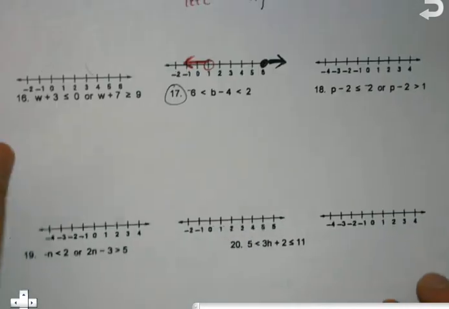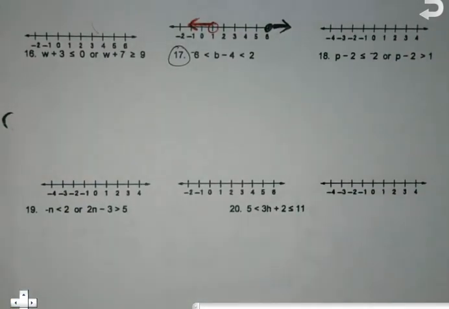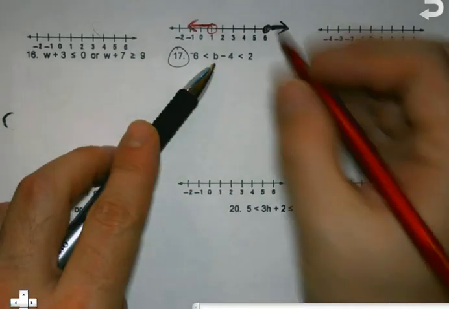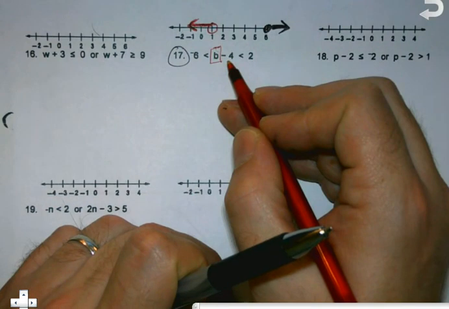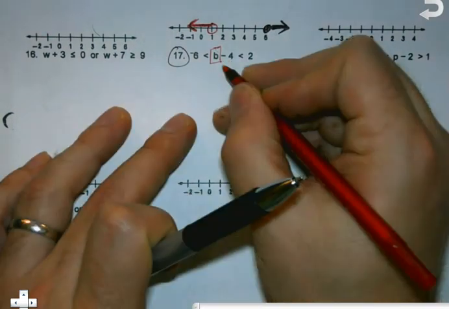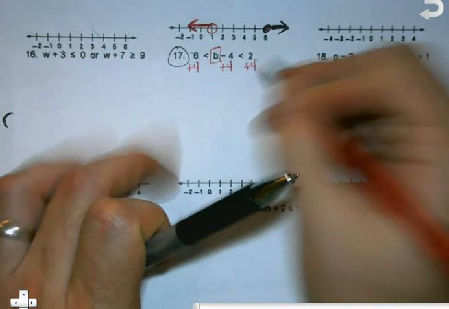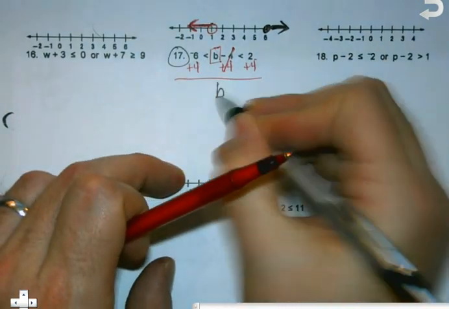Absolutely. And then 17, now it's a little different. I have a compound inequality. It's got 3 parts. I still am trying to get b alone in the middle. What's my one step to get b alone? Add 4. Okay, so add 4 everywhere. Because now the b will be alone in the middle.